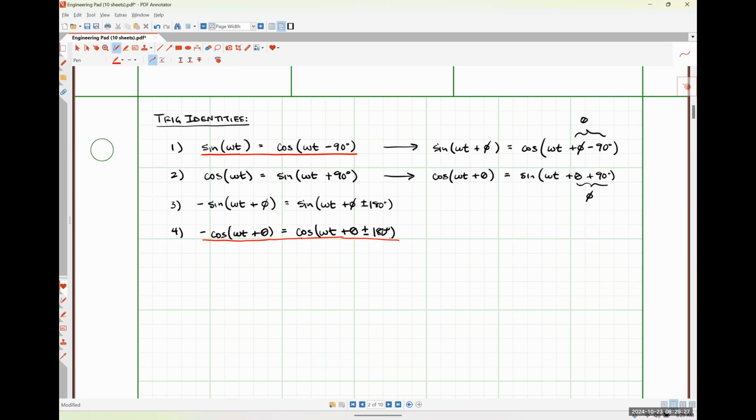The next four that I'm going to give you, I'm going to use a whole heck of a lot Friday, and then we will hopefully never use them again. I just want you to know where they're coming from. So the first one is sine of alpha plus beta, and this is going to be equal to sine alpha cosine beta plus cosine alpha sine beta.